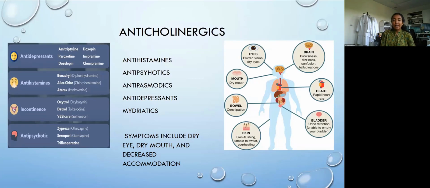The next class of medications we're going to talk about is anticholinergics. This includes antihistamines, antipsychotics, and antispasmodics. An antispasmodic is a pharmaceutical drug that can suppress muscle spasms. Then you have antidepressants and also mydriatics. The ocular complications to remember for anticholinergics, the big one is dry eye, along with dry mouth and decreased accommodation.